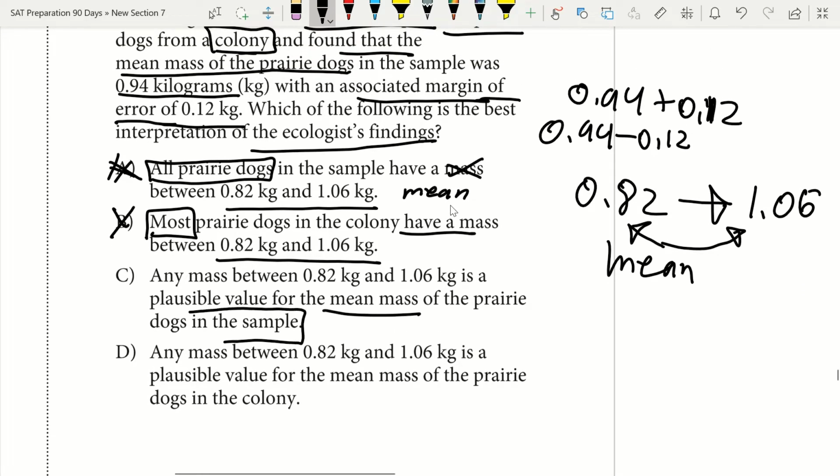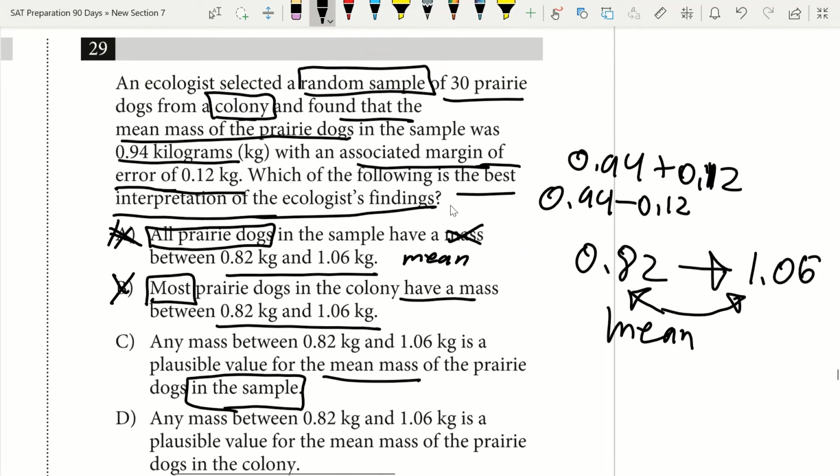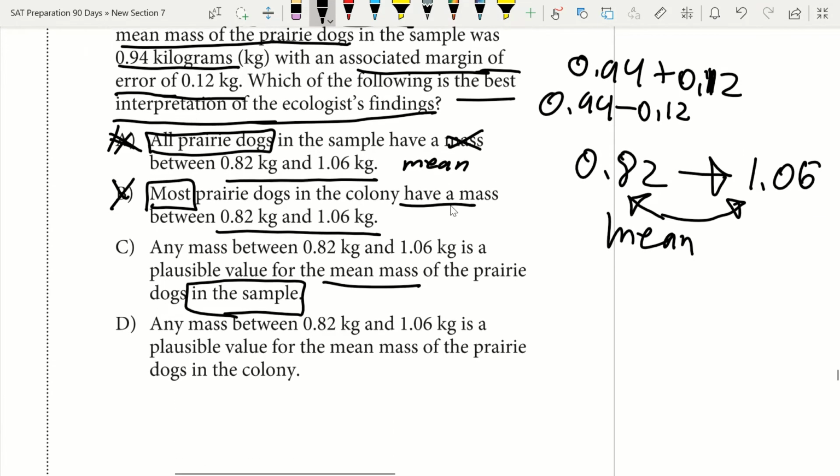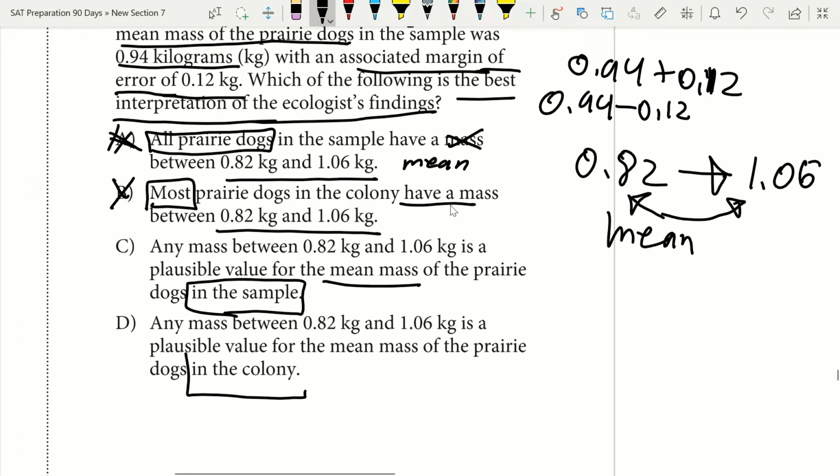Why is this one wrong? Well, we're asked for the best interpretation of these findings. The best interpretation will apply them to the colony as a whole, because that's what that random sample was selected to represent. That random sample is supposed to represent this colony as a whole. So we want to apply that mean to the colony, not the sample. So C is incorrect.